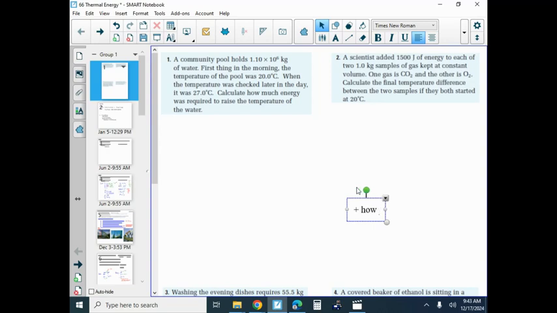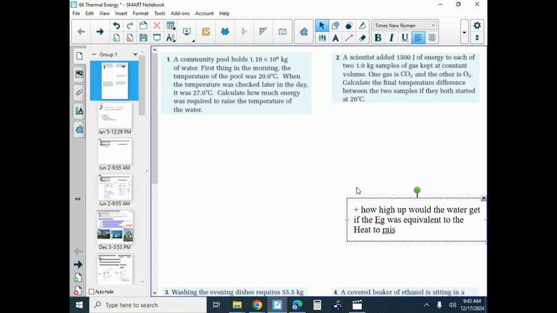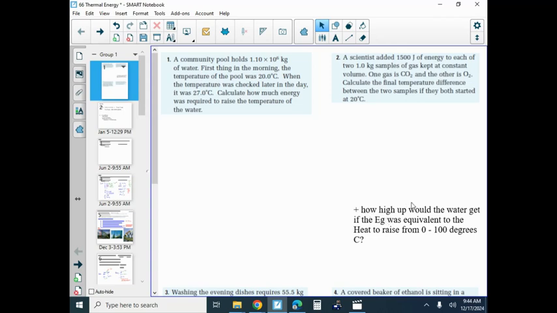Plus, how high up would the water get if the gravitational potential energy was equivalent to the thermal energy, yeah, heat, to raise the water from 0 to 100 degrees Celsius? Right? Calculate that.